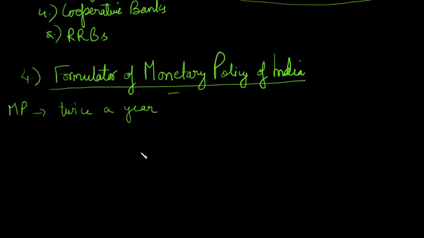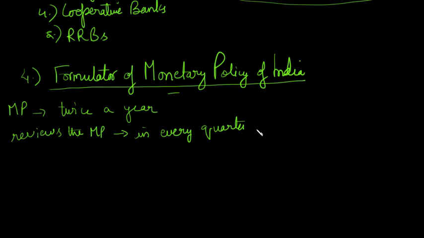Formulates means it makes a fresh monetary policy twice in a year, which means 6 monthly, and it reviews the monetary policy in every quarter. In every quarter means 4 times. 4 times in a year it reviews, and 2 times in a year it formulates monetary policy.